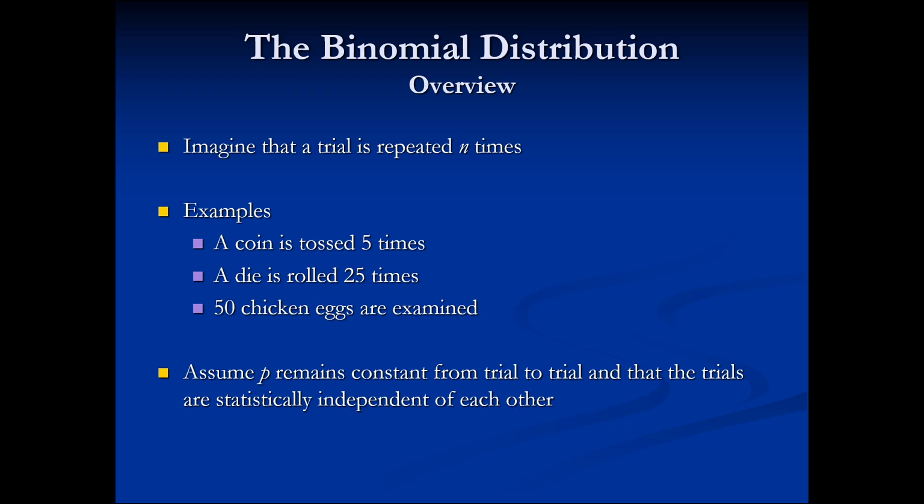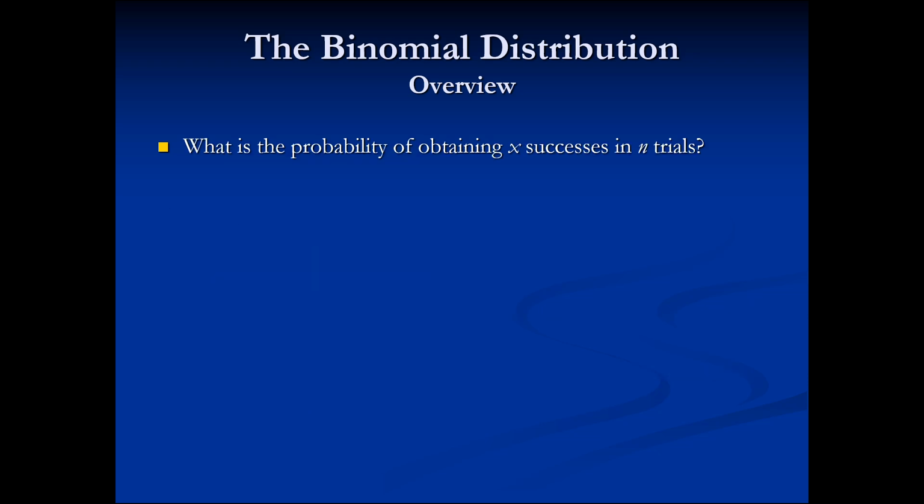In this example, we have to assume that P remains constant from trial to trial and that the trials are statistically independent of each other. That is, when we toss 2 coins, if the first coin is head and the second coin is tail, the outcome is different.